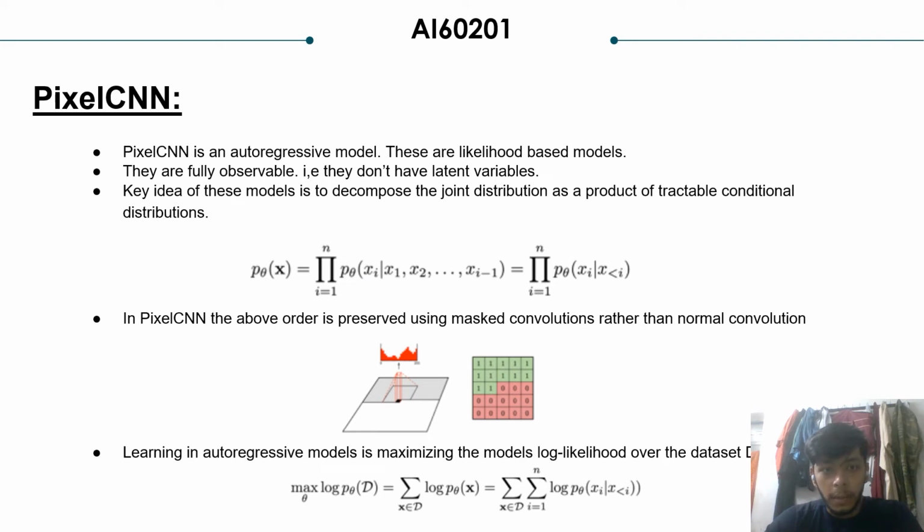PixelCNN is an autoregressive model. These are likelihood-based models. They are fully observable, that is, they don't have any latent variables. Key idea of these models is to decompose the joint distribution as a product of tractable conditional distributions. That is, probability of an image is the product of conditional probability distributions, where each conditional probability distribution is given by probability of pixel xi given pixels which came before it. In PixelCNN, the above order is preserved by using masked convolution rather than using simple convolution. Learning in autoregressive model is same as maximizing the log likelihood of the models on the given dataset.